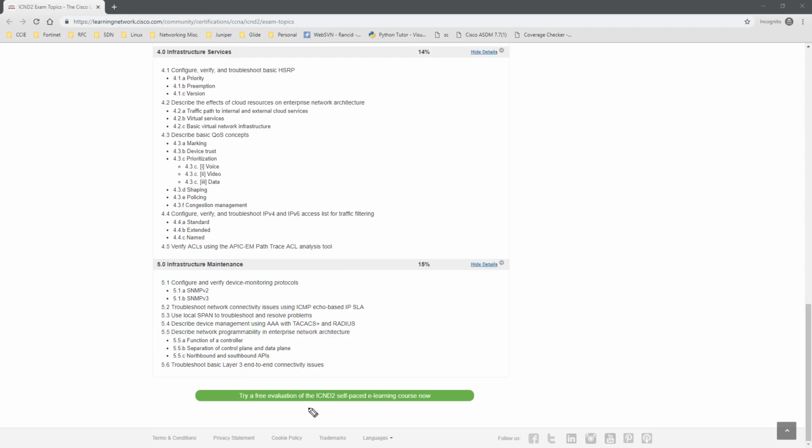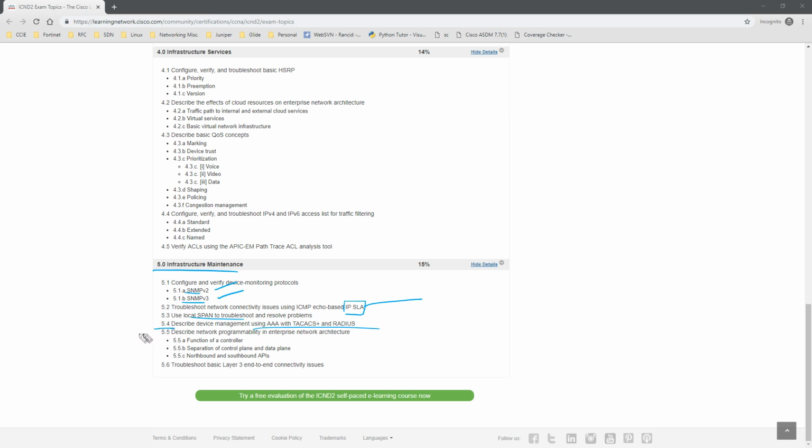And then last but not least, we've got the infrastructure maintenance. SNMP we've talked about briefly, but we haven't talked about SNMP v3. IP SLA, so this is how you can use a router itself to monitor the quality of the link, so we'll discuss and demonstrate that. SPAN, I think we talked about, but we'll probably get a little lab set up and demonstrate that. Same is true with TACACS and RADIUS.